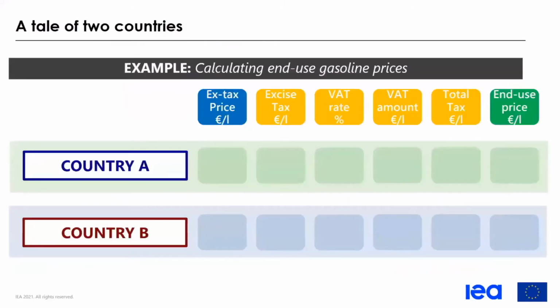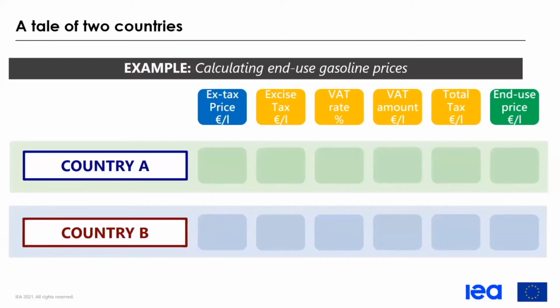To better understand each of those price components and how these can affect the end user price, let's have a look at a simple example of 2 hypothetical countries, A and B. Country A and country B have 2 different ex-tax prices for gasoline. This may depend on the different relative scarcity of the oil resources in the 2 countries, or on different refinery and distribution costs.